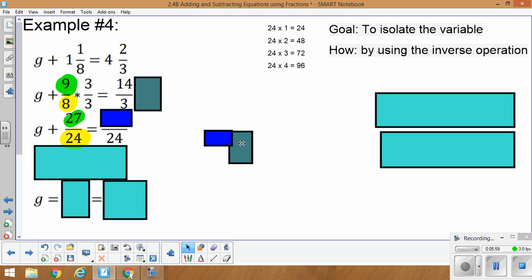So now, what do I do to my other denominator of 3 to get to 24? Well, 3 times 8 is 24. So I'm going to take my numerator and times that by 8 as well. So off to the side somewhere, do 14 times 8.